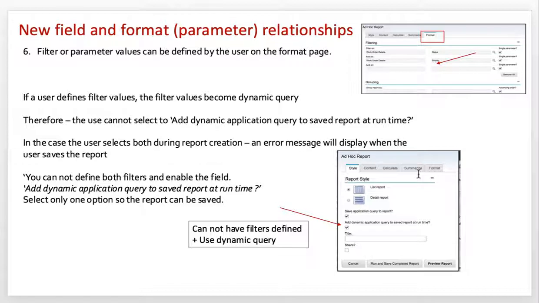A couple other important considerations on this new feature. The first one is if you have the filter or the formatting defined. Imagine that you always, for example, want your user to input a field like work type or status or priority, but you don't necessarily want that to come from the application query or the dynamic query.